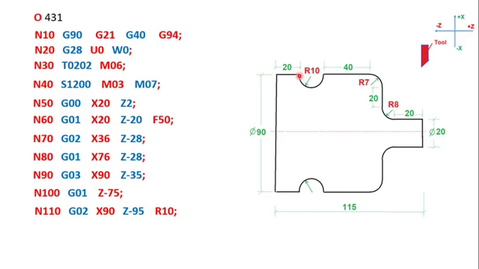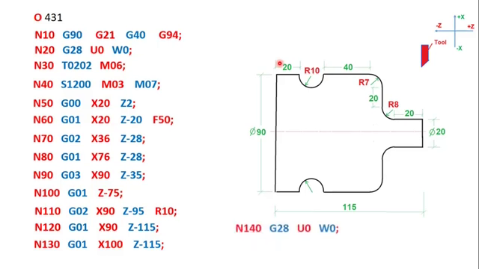Then from here again I have to move with linear interpolation, that is G01 X90 Z minus 115. Once I reach here the process is over. Then what I'm doing, X100, I'm slightly moving, so I'm just moving slightly in the upward direction.